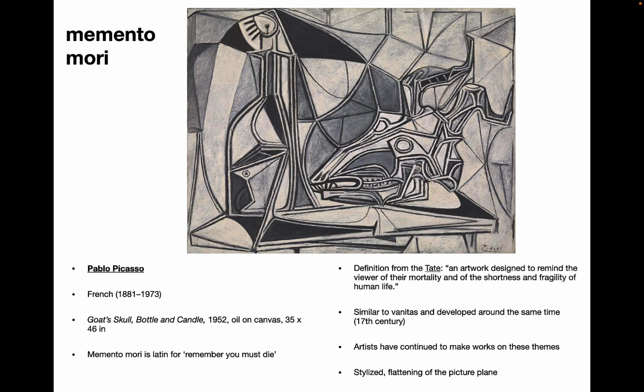I know this is not the most uplifting of subjects, but when we're talking about still life, I think it's important to mention these really well-known terms and themes that artists have used throughout time. So here's a definition of Memento Mori from the Tate Museum in London. They say, an artwork designed to remind the viewer of their mortality and the shortness and fragility of human life. So as you can see, it's pretty similar.